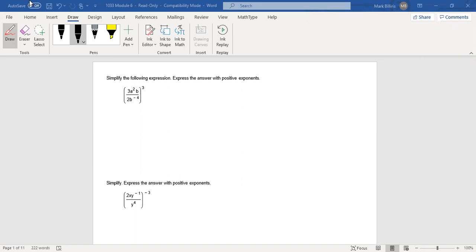So in this case, we're going to simplify the expression 3a squared b over 2b to the negative fourth power, all raised to the third. So the first thing that we're going to do is incorporate the power rule. Just for review, the power rule states that when we raise a power to a power, so let's say we had x raised to the a power, all raised to the b power, anytime we raise a power to a power, we multiply the exponents. So this would be x to the ab power.